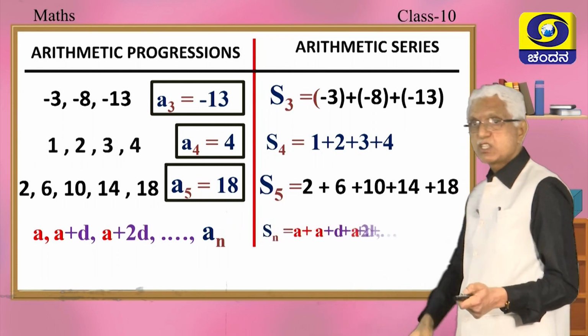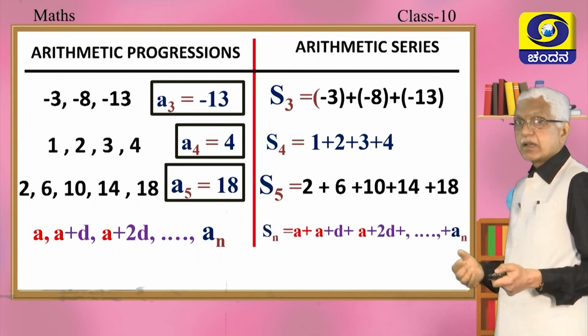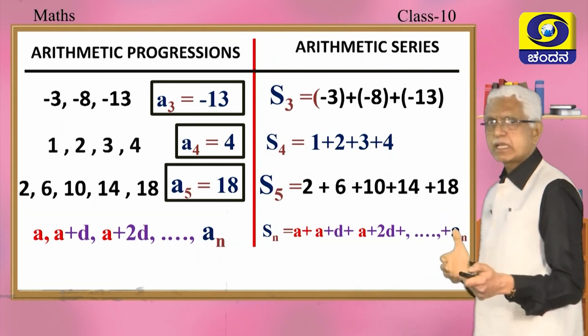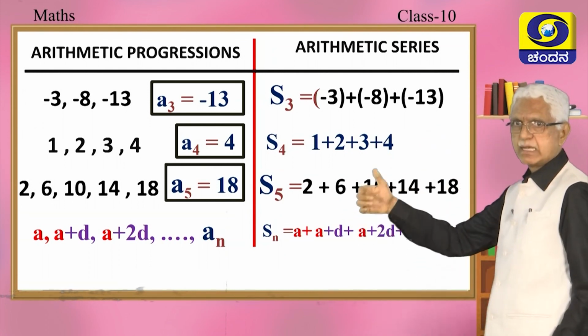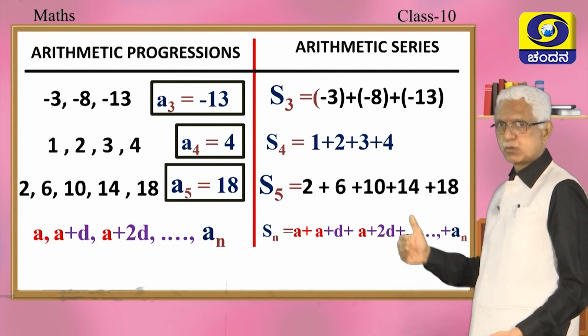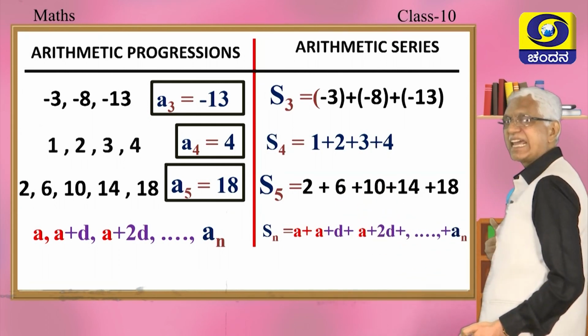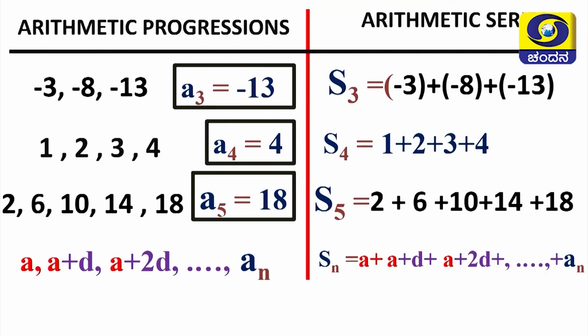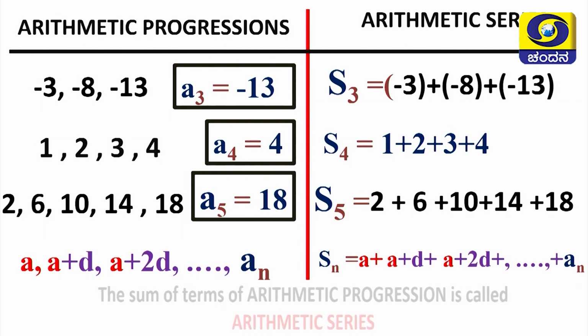Okay. Similarly, my dear children, here I want to find out the sum of all the terms, correct? What is the first term? A is the first term, right? A plus D, A plus 2D, dash dash dash An. I have to find the sum of all the terms. Sn is equal to, okay, right. Shall we move on, please?